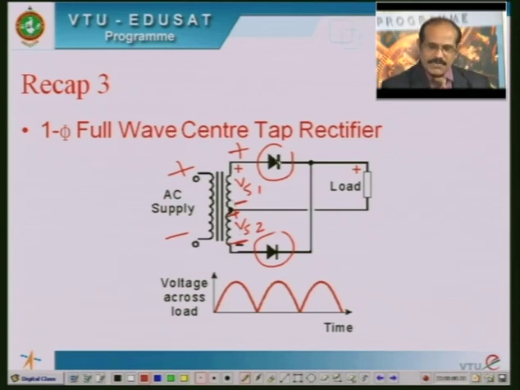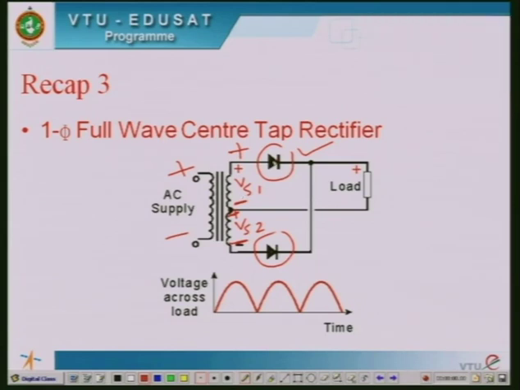Therefore diode D1 is forward biased, because the anode of the diode is connected to the positive terminal. Whereas diode D2, its anode will be at negative potential with reference to the cathode here. Therefore this diode D2 is reverse biased. So the diode D1 acts like a closed switch, whereas diode D2 behaves like an open switch here.